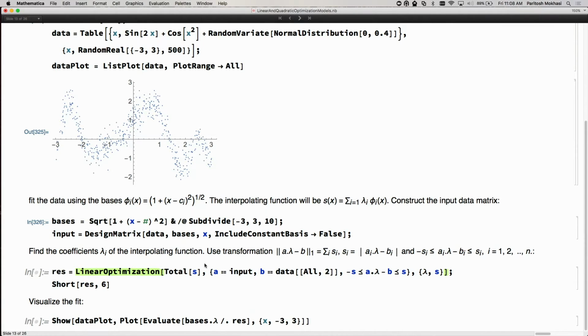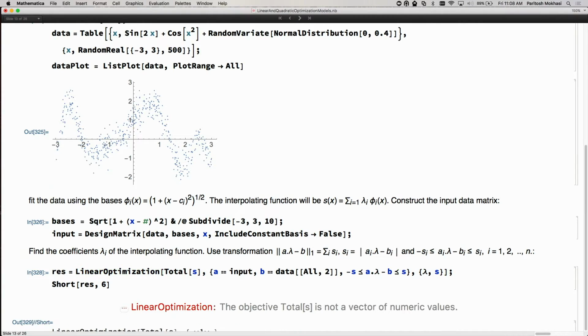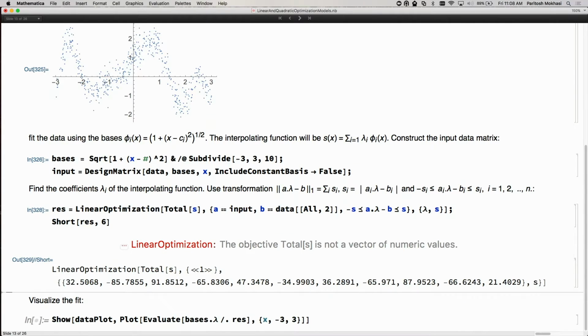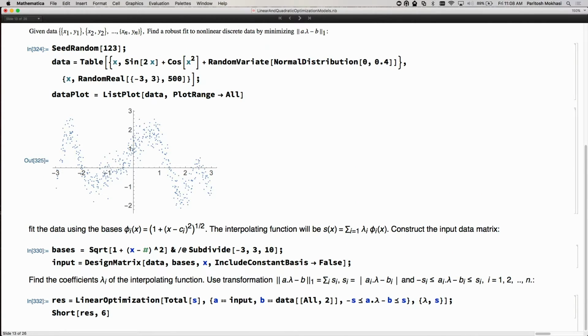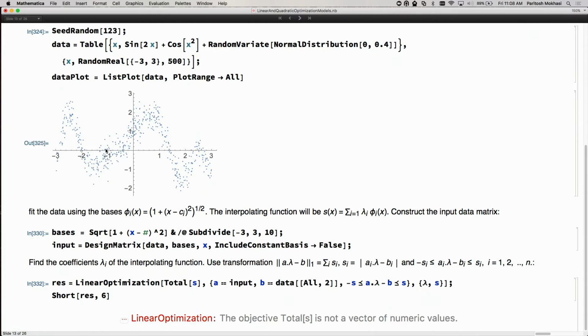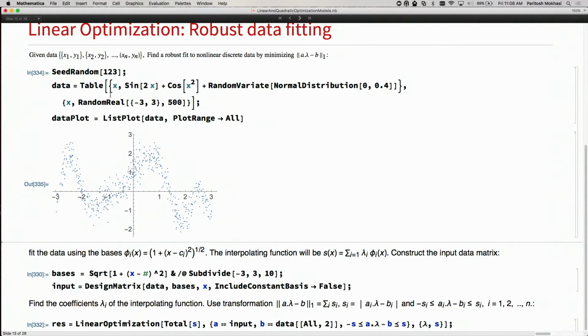So this is going to be a matrix. Then I'm going to solve this L1 norm problem. So this input is your A here, and B is your output. A is the input, B is the output. That's the transformation that takes place, and you're trying to minimize the total of S.